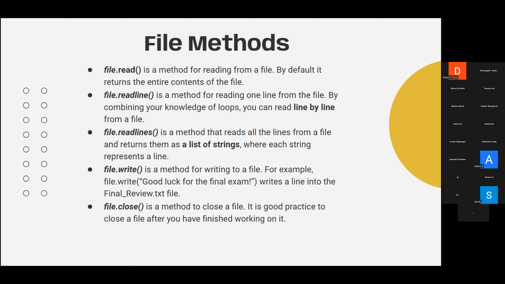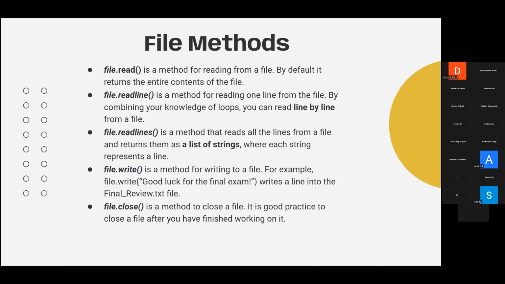File.readlines is a method that will read all the lines from the file, unlike readline, and this will return it as a list of strings, where each string is a line. So in the list, the first element will be the first line, the second element will be the second line, and so on.